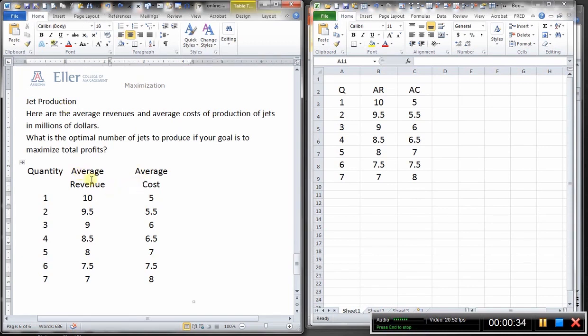Now, notice, this is the kind of information you often receive. This is the average revenue for production, and this is the average cost that you're getting in these situations. Averages are relatively easy to calculate, and that's usually what you're given. But that's not the same thing as a marginal.